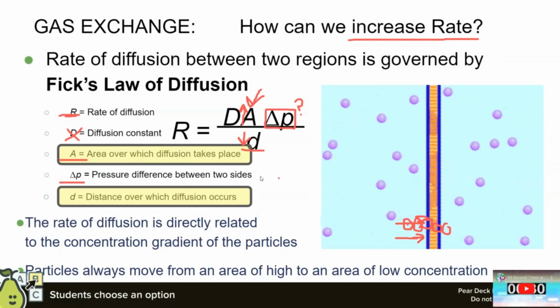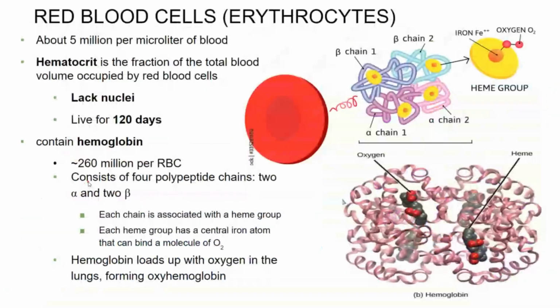So if we look here, there are 2 major areas that we can do to increase the rate, which is the area and the distance. We want as little distance as possible and as much area as possible.